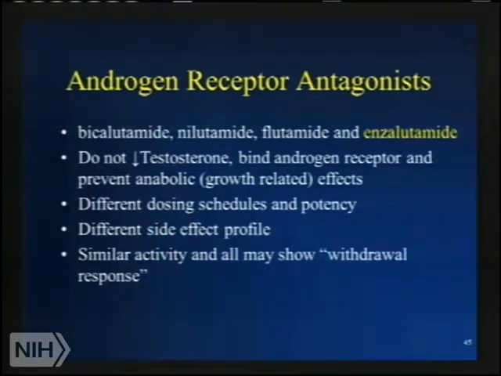Some of the newer agents, we'll talk about their benefits in just a minute. So all of them really have a similar mechanism of action, though. They bind to the androgen receptor, and they can decrease the go signal for the prostate cell.